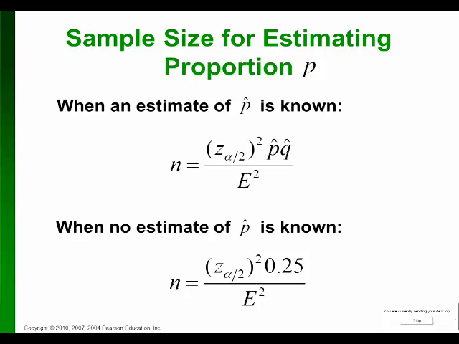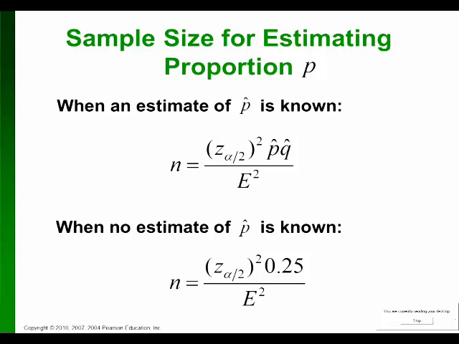You're going to have to use 0.25. That 0.25 is coming from, if I don't know p hat, let's just say there's a 50-50% chance of success, or a 1/2. The odds of success are 1/2. What's this 1/2 times 1/2? 1/4. That's where the 0.25 is coming from. You have to use that if you don't know the sample proportion.